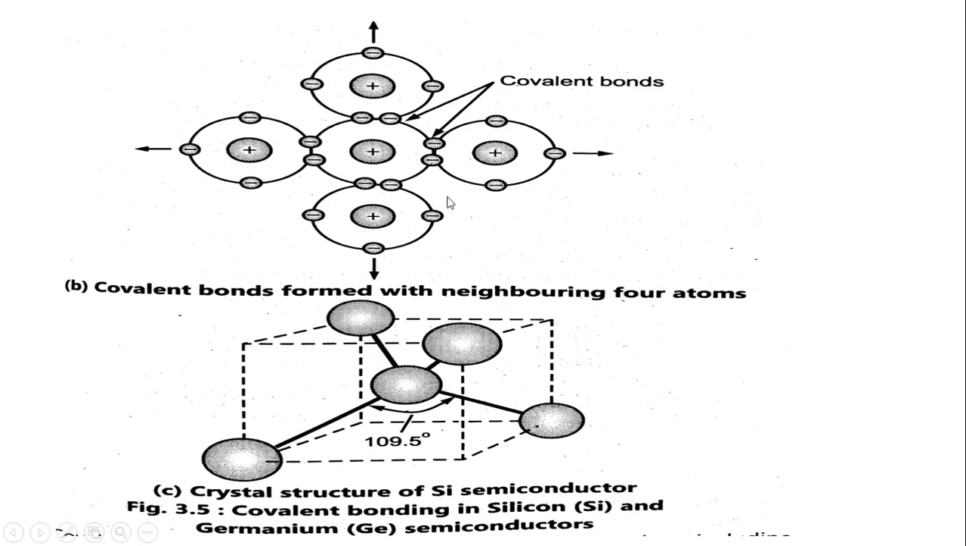Covalent bonding includes many kinds of interactions including sigma bonding, pi bonding, metal to metal bonding, and 3 center, 2 electron bonds. The term covalent bond dates from 1939. Here crystal structure of Si semiconductor, covalent bonding in silicon and germanium semiconductors.